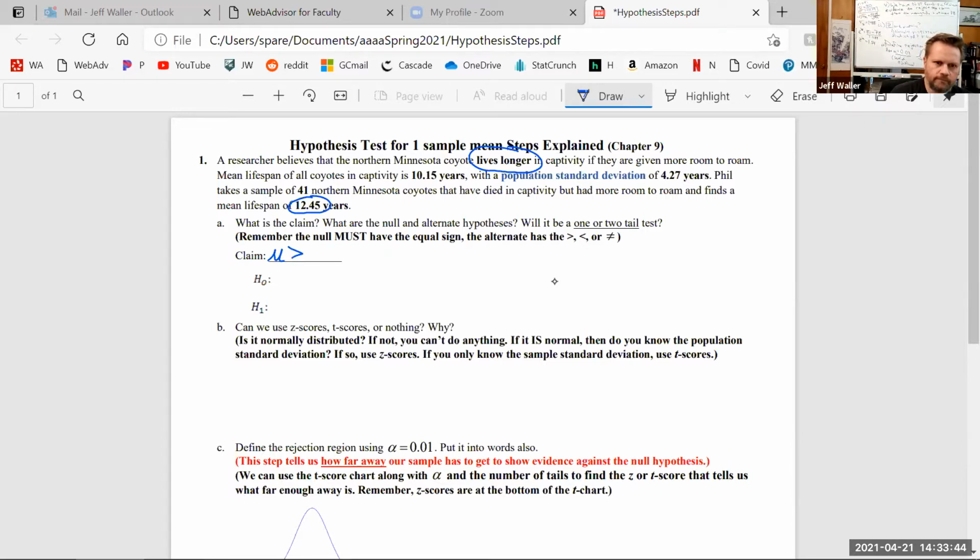Someone in the chat said 10.15. Oh, yeah, the chat. Since the last update, it doesn't tell me when I'm getting a chat anymore. Yes. Does that make sense? All coyotes in captivity live this long. I think that the coyotes live longer if they're given more room to roam. So I think that the mean for those given more room to roam is more than the standard 10.15. Does that make sense?